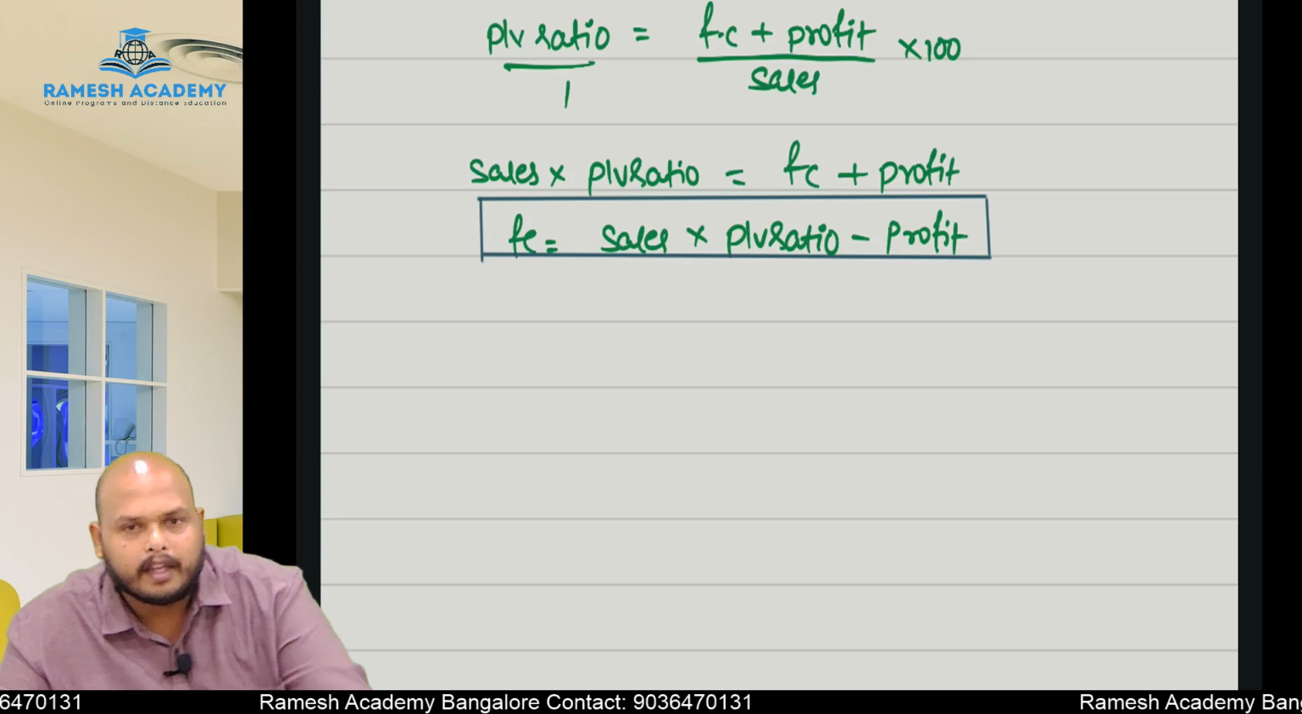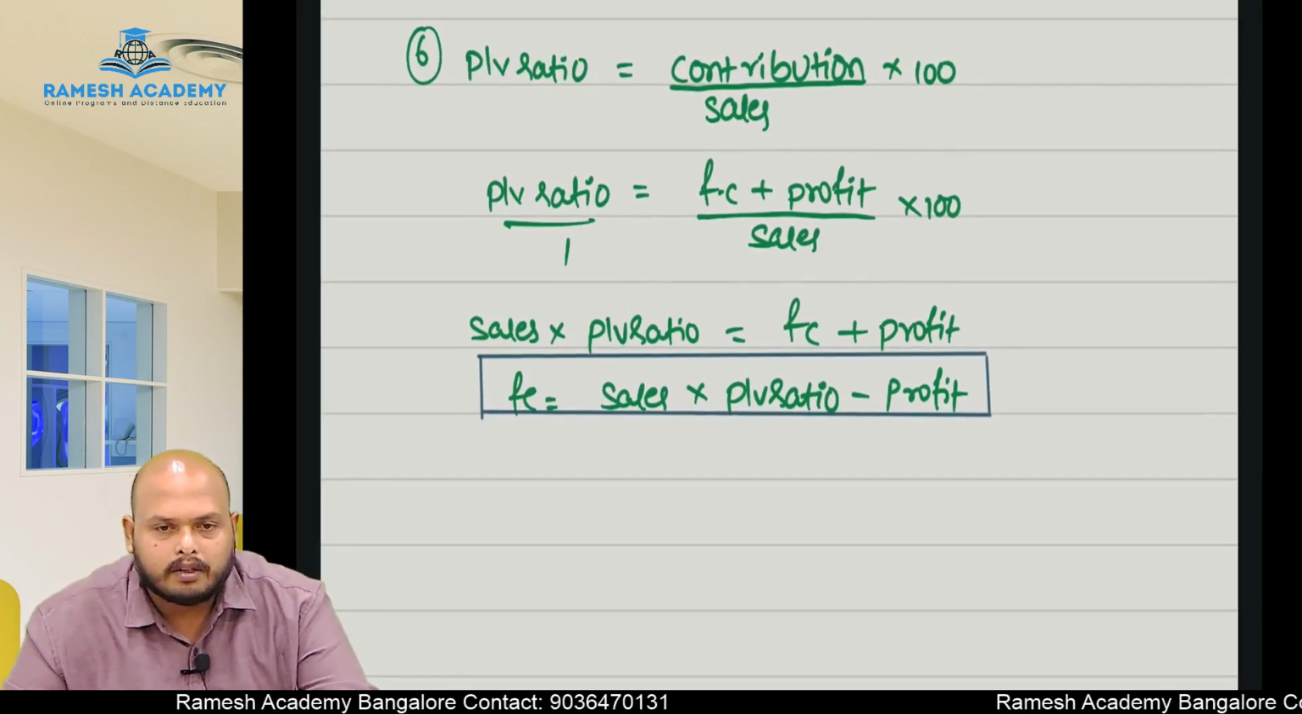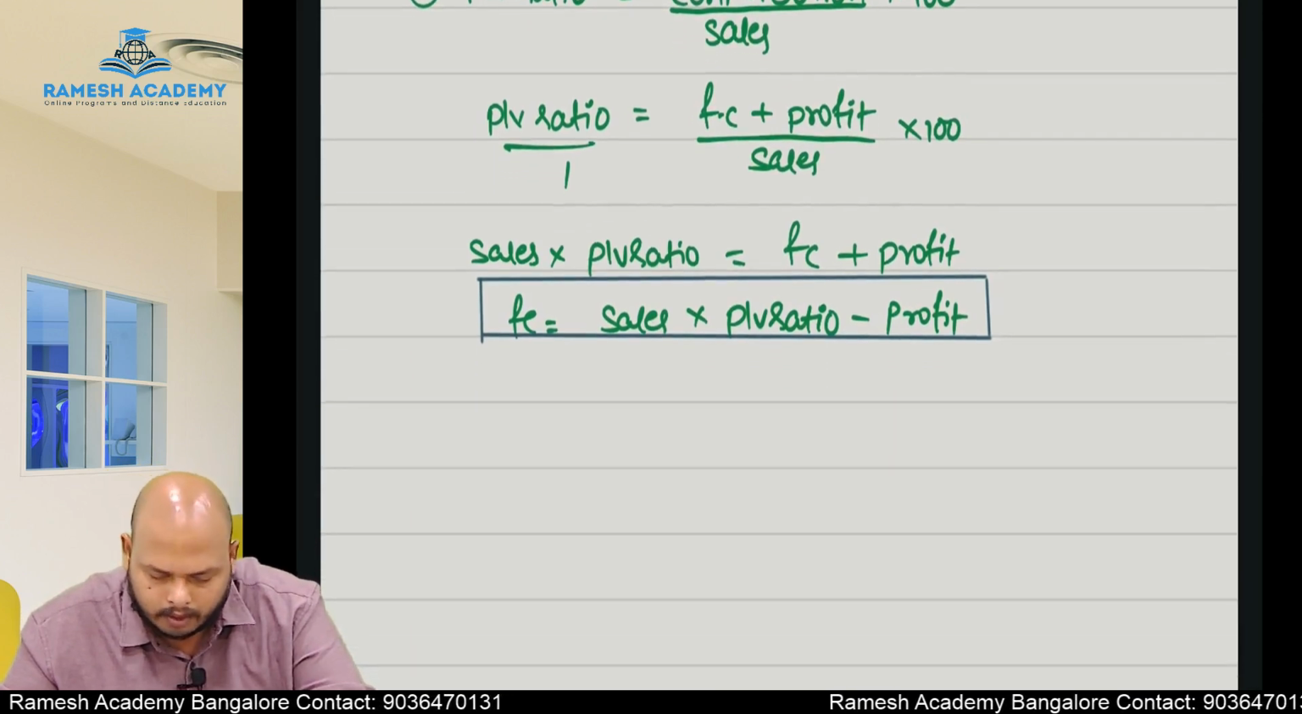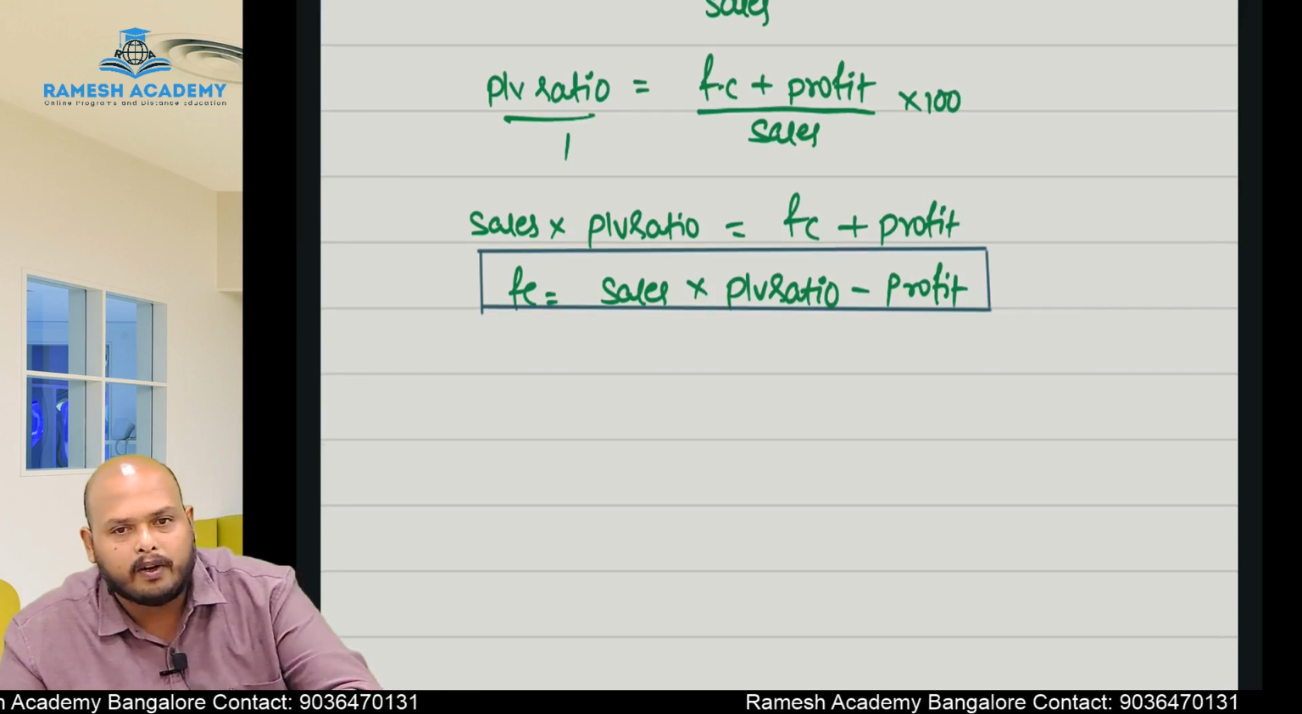So this is the formula we can use. What is the formula we can use? Fixed cost is equal to sales into PV ratio minus profit. This is the formula we can use. Now by using this formula we can find out fixed cost.